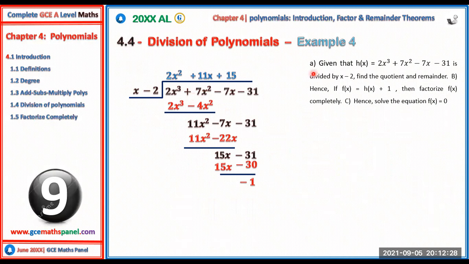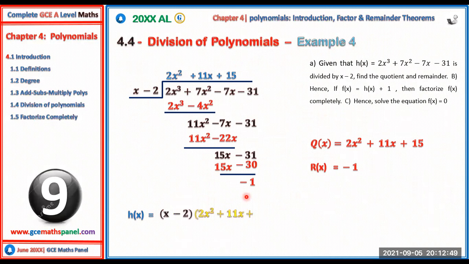Now for B, they say if f of x is equal to h of x plus 1, factorize f of x. The first thing you have to do is to look for f of x. So our quotient and remainder are this and this. This is the quotient, this is the remainder. So h of x is equal to x minus 2 times the quotient plus the remainder, which is minus 1.